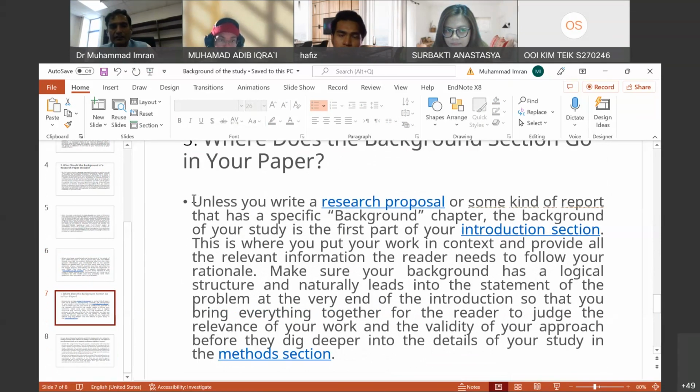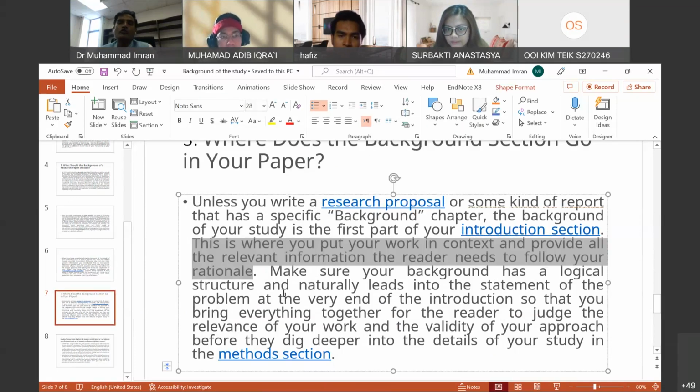Understand? See here, in a research proposal or some kind of report that has a specific background chapter, the background of your study is the first part of your introduction section. That is where you put your work in context and provide all the relevant information the reader needs to follow your reasoning.